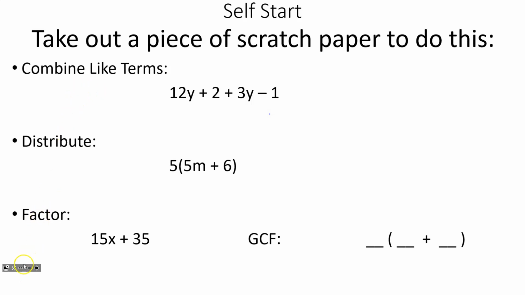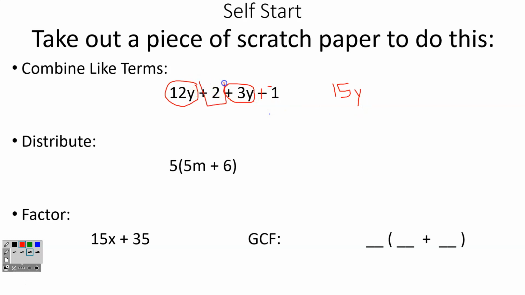I had students combine like terms. When I look at this expression, 12y plus 2 plus 3y minus 1, first thing I'm going to notice is subtraction. So just to make it easier on myself, I'm going to change it to adding a negative 1, because that's my superpower. So I can combine my 12y and my 3y. Notice how I put the shape in front of the sign just to help me out. If I have 12y's and 3y's, that's going to give me 15y.